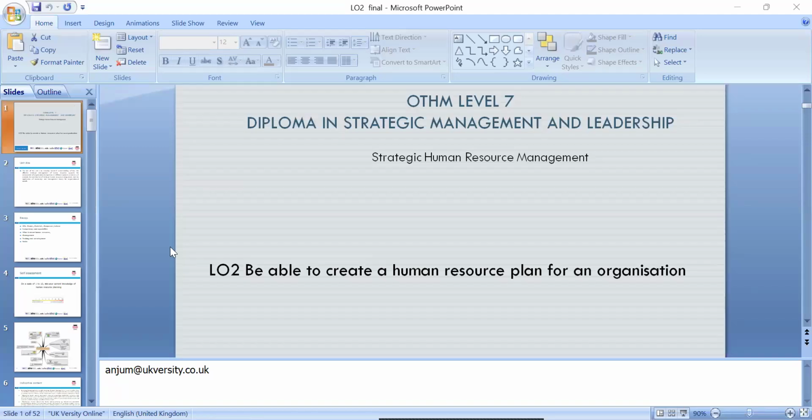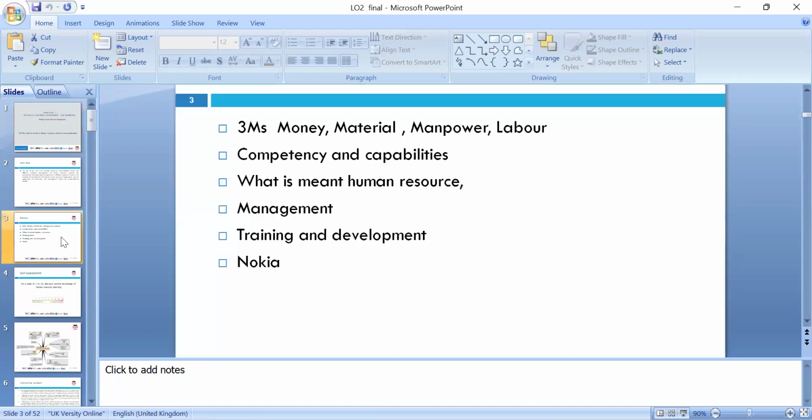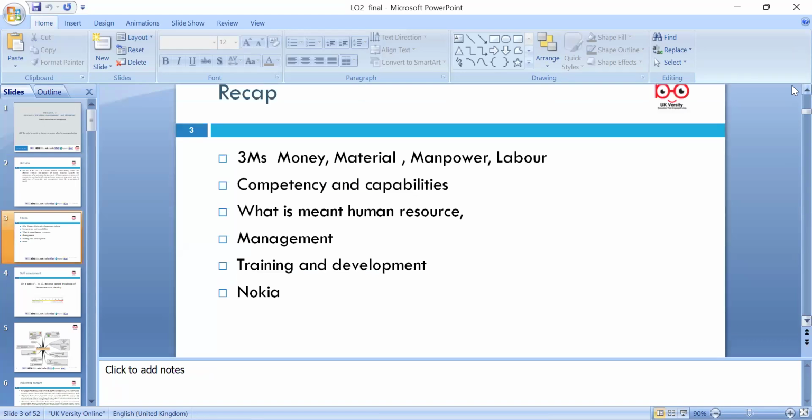So LO2 is: be able to create a human resource plan for an organization. Today's lesson will go through strategic human resource management. We'll start. In the previous lesson we had a discussion about the 3 M's: money, material, and manpower. Labor really means manpower.